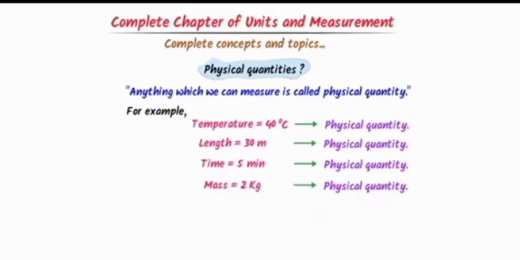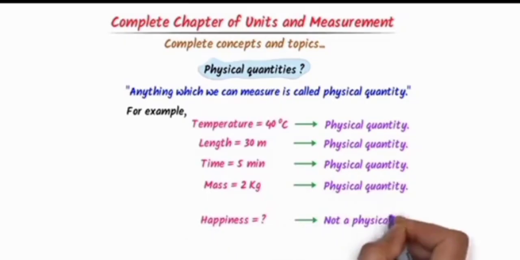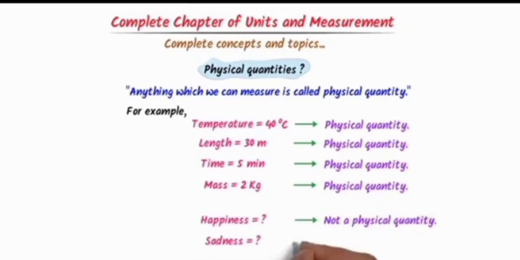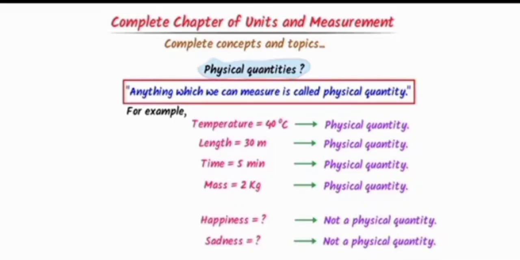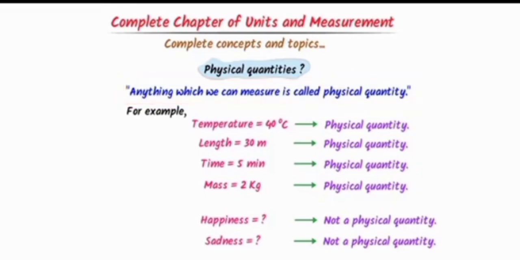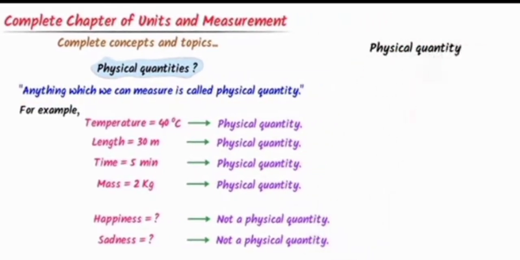Secondly, we know that we cannot measure happiness. So it is not a physical quantity. We cannot measure sadness. So it is not a physical quantity. Therefore, we say that anything which we can measure is called physical quantity. Remember that every physical quantity has two parts, magnitude and unit.